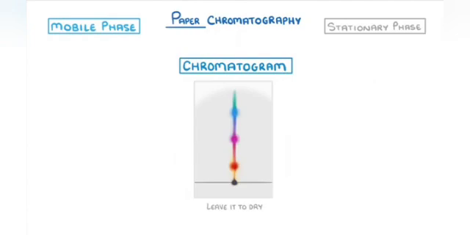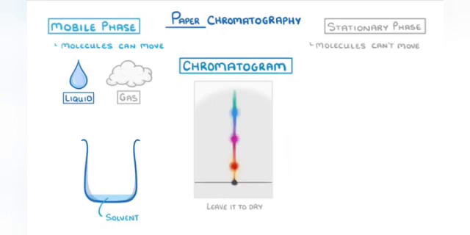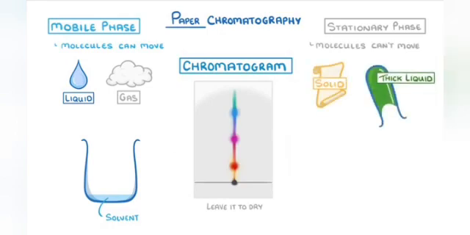The mobile phase is a substance that the molecules can move in. It's always a liquid or a gas, and in our paper chromatography, it would be the solvent that we used. Meanwhile, the stationary phase is a substance or material that the molecules can't move in. So usually a solid, or sometimes a really thick liquid. But for us here, it would be our paper.